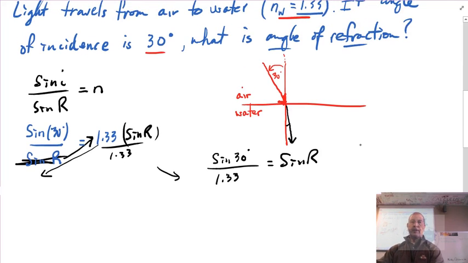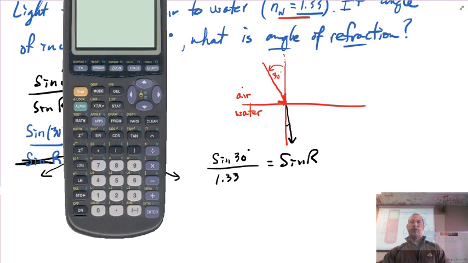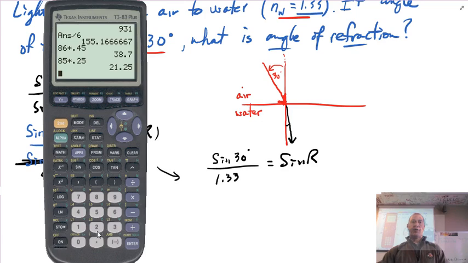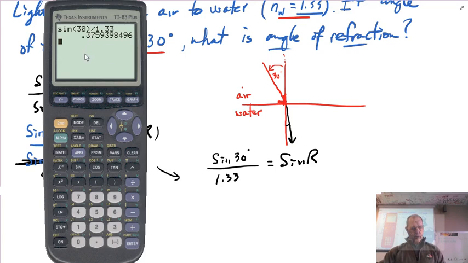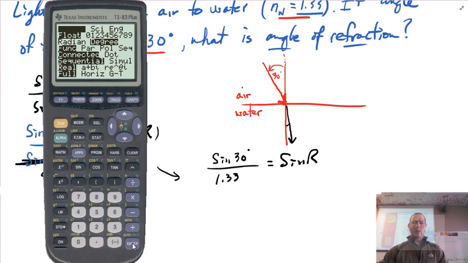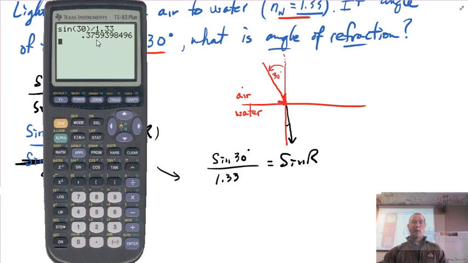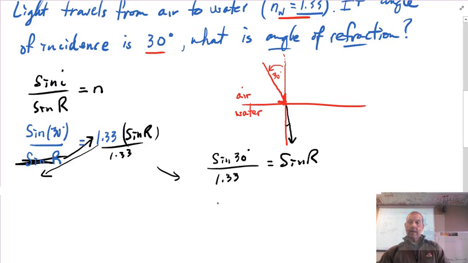Okay, so as we move through this, again, we're going to solve for r. So let's get our calculators out and let's find out what sine of 30 divided by 1.33 is. So sine of 30 degrees divided by 1.33. Okay. You know what? Let me do degrees. Okay. So we have 0.3759. So this is going to be 0.3759 equals sine of r.